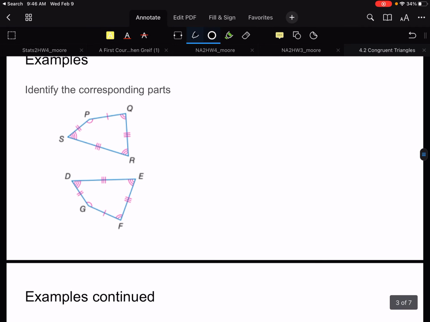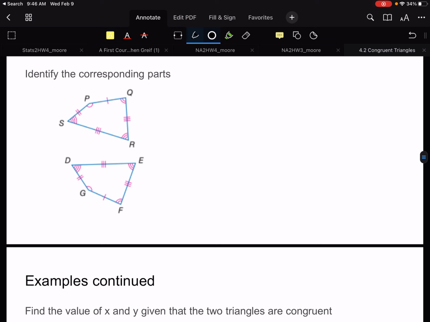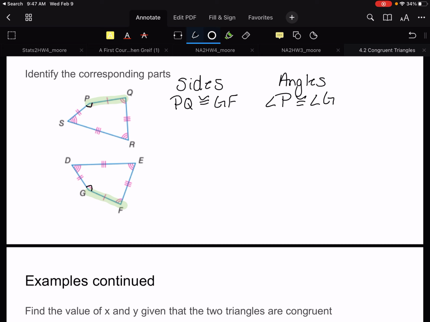So here we are asked to identify the corresponding parts. So remember, the number of lines or the number of arcs means that the parts are congruent. So we're going to start with the sides. Since this has one line, I'm looking for something in the other polygon with one line. And that's where we have this. So we have PQ is congruent to GF. It's also important to note the arcs. So P is congruent to G, so they should be in line with each other. So my angles, we said P is congruent to G, and then my F was congruent to Q.